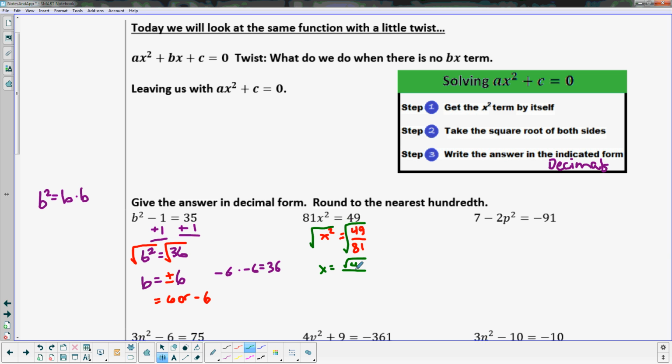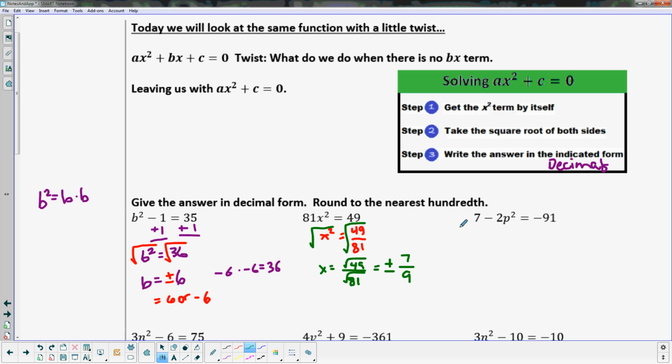Meaning I can, on the top, have the square root of 49, and on the bottom, I can have the square root of 81. So you can either use a calculator or your multiplication facts. What times itself gives me 49? That's 7. What times itself gives me 81? That's 9. Now, as we just said, it does also work if I have the positive or the negative versions of those answers. So technically it should be plus or minus.